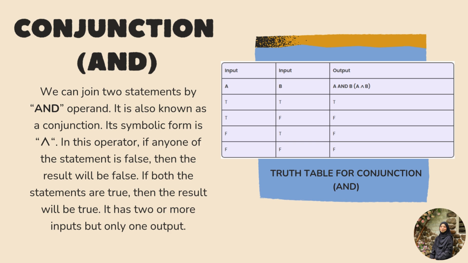Okay, so now let's say the inputs are A and B. If A is true and B is true, the output will be true. If A is T, which means true, and B is false, the output will be false. If A is false and B is true, the output will be false. And the last one, if input A is false and B is false, the output will be false.